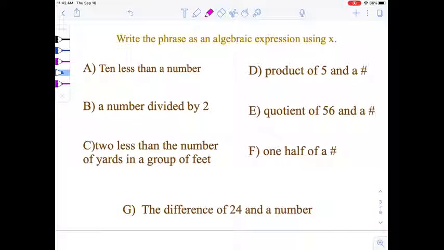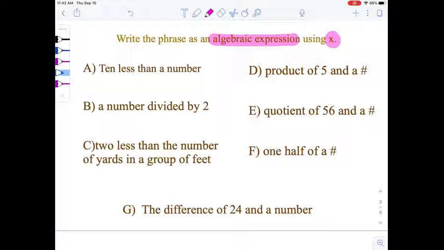Okay, so the first few problems say write the phrase as an algebraic expression using x. So we're going to be writing an algebraic expression and our variable is going to be x. So letter A, and before I even get into this, I should say your lesson 1.2 notes should be open in that yellow note packet because all of this is already typed out for you. You just have to write in the answers.